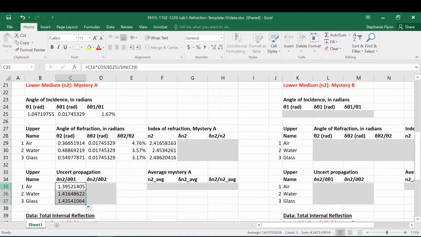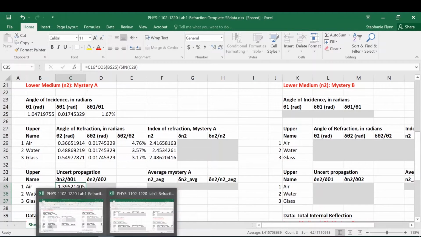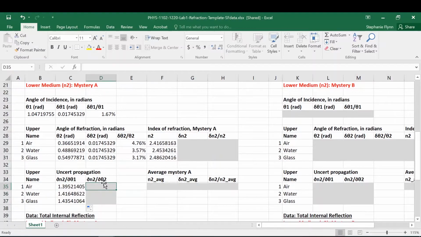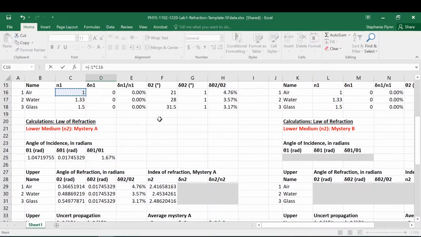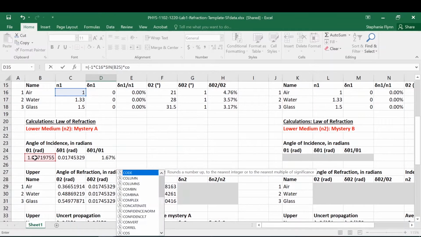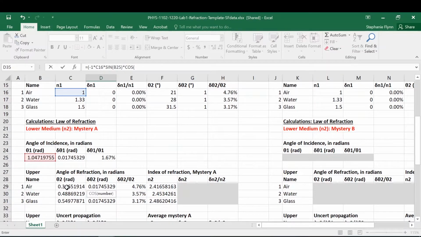So now I've calculated the partial derivatives for the first one, and I'm going to now calculate my partial derivative of n2 with respect to theta 2. Now, if you remember, this one was a little bit more complicated, so we had negative 1 times n1, that was up here, times sine of theta 1 in radians over here, times cosine of theta 2, also in radians over here.